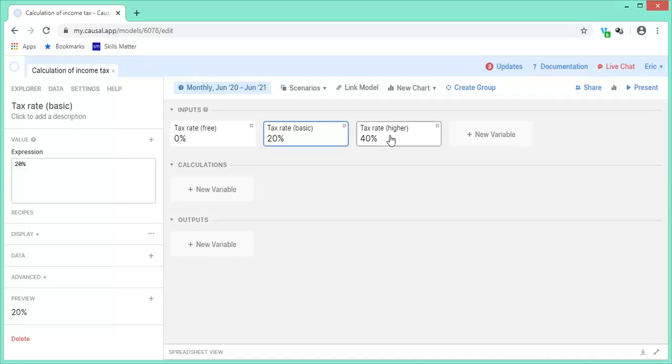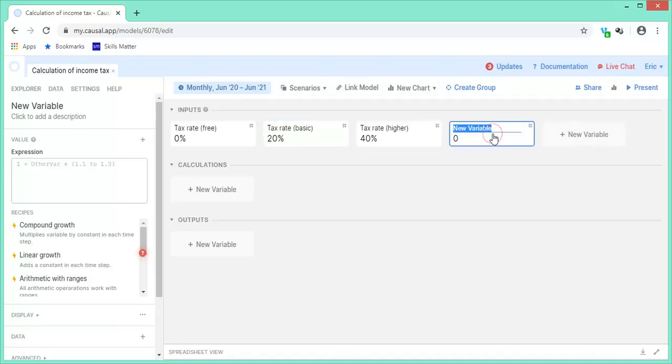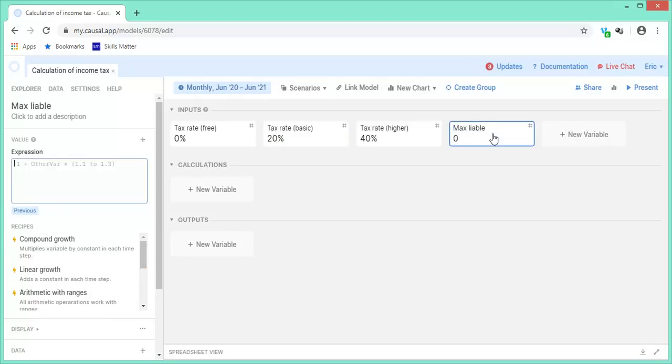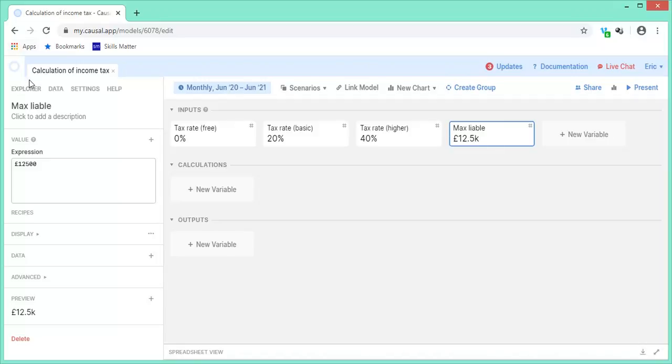So the next thing we need to do is look at how much each band has a maximum amount of money that would be taxed. So for example, for the personal allowance, the tax-free band, the maximum that can be there, the max allowable, will be £12,500. Let me just make it clear. That's for the free band.